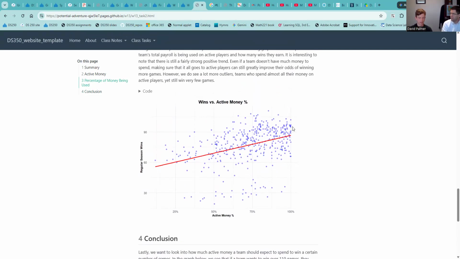I would like to look into that a little bit more, where maybe there's a team that hasn't spent quite as much money as others, yet has still been really successful because all of their money is being spent on the players on the field. Kind of moral of the story: keep your players active. If you've invested all this money, keep them healthy.